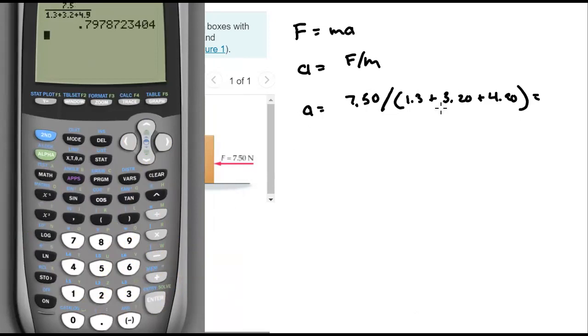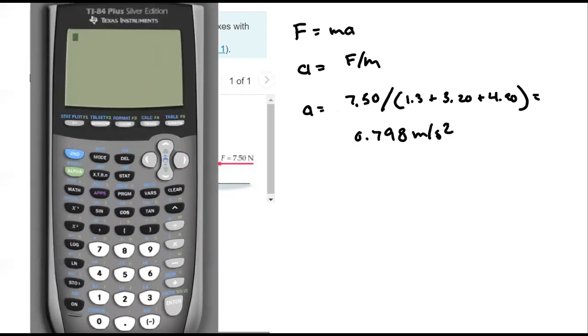0.7978. They've given us 3 significant figures for each of these values. Normally during calculations, I'd keep 1 extra, but this is acceleration, so it's cool. Let's keep that at 3 significant figures as well. So 0.798 is what we get, meters per second squared. And I gotta work on my handwriting. All right, so that is the acceleration for each box.